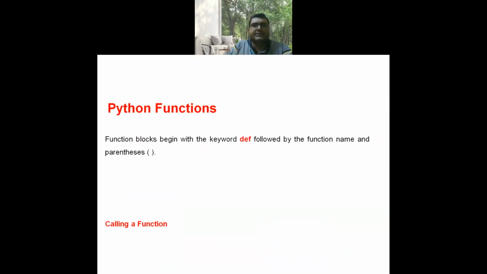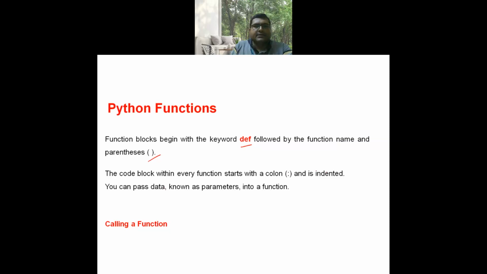A function block begins with the keyword def followed by the function name and parenthesis. The code block within every function starts with a colon and is indented. You can pass data, known as parameters, into a function. A function can return data as a result.